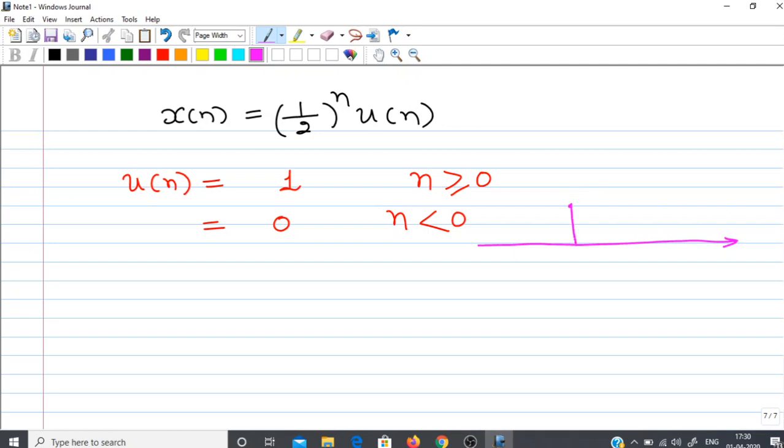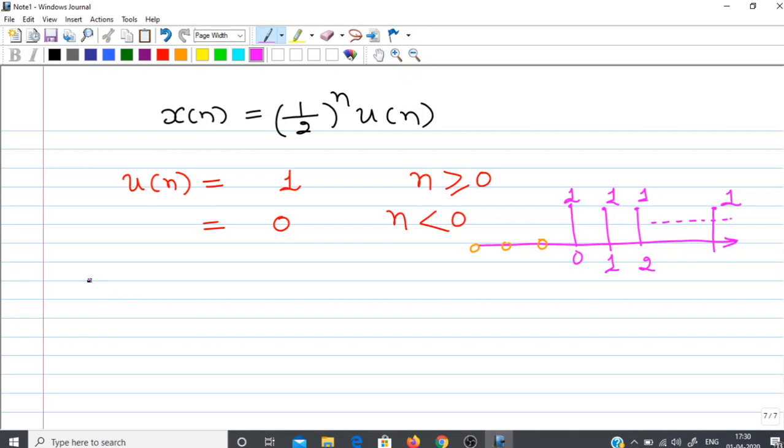So it is 1 at 0, it is 1 at 1 also, it is 1 at 2 also, and so on. In the positive side, it is 1 for all the values, whereas in the negative side, all values of u[n] are 0. So this is how we define the unit step sequence. Why am I calling it unit? Because its amplitude is 1.